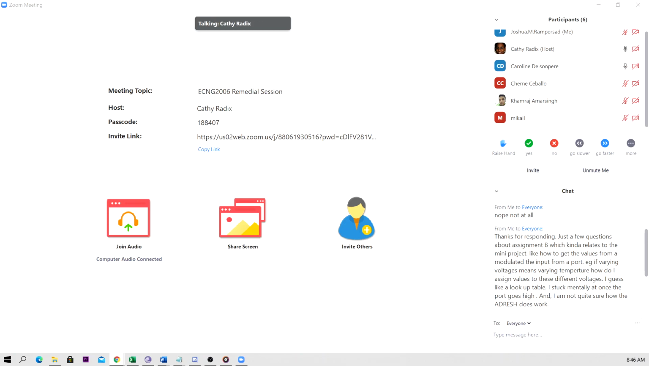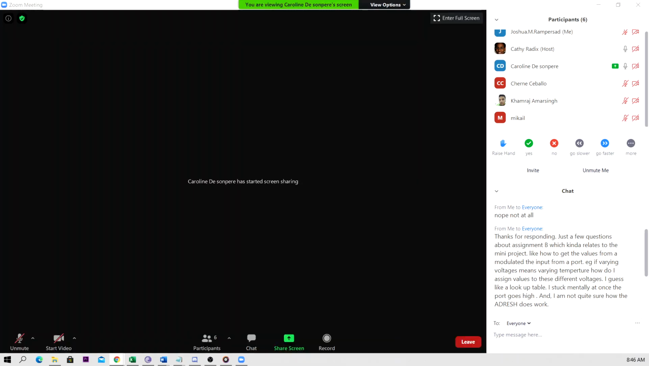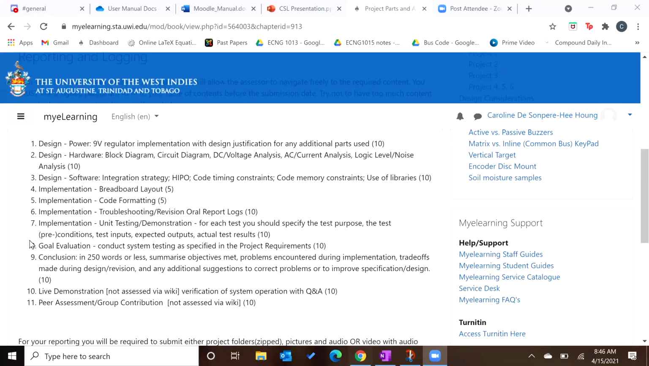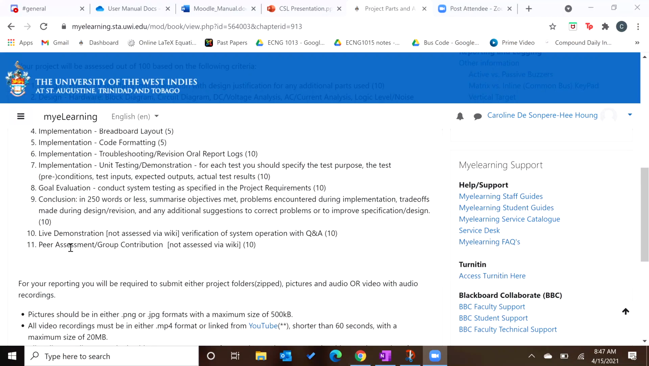Miss, I am doing the project as Joshua, so I'm a little clearer now. But in reading the reporting and logging for the week, should I share my screen? Yes. In number 11 here is assessment/group contribution. Right. So that would actually be assessed via, and I meant to put out a forum post about it. So thank you for reminding me.